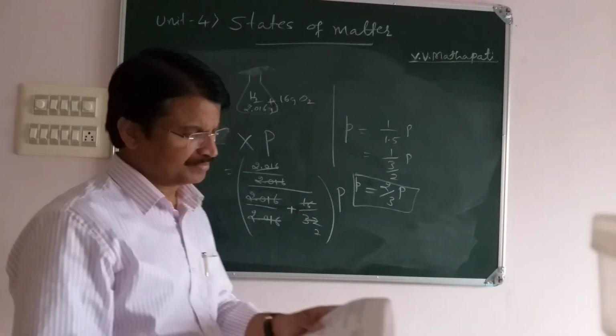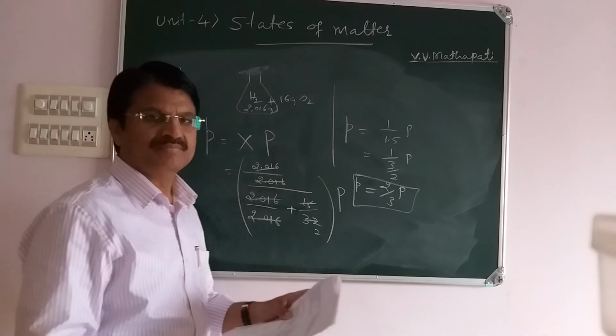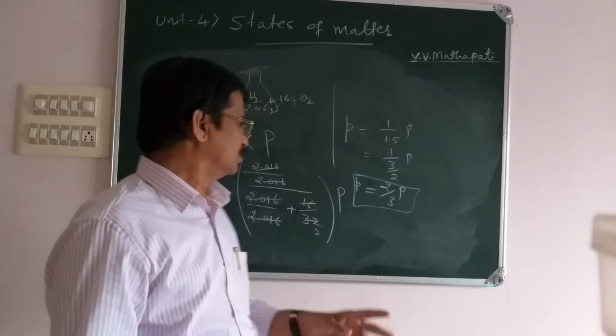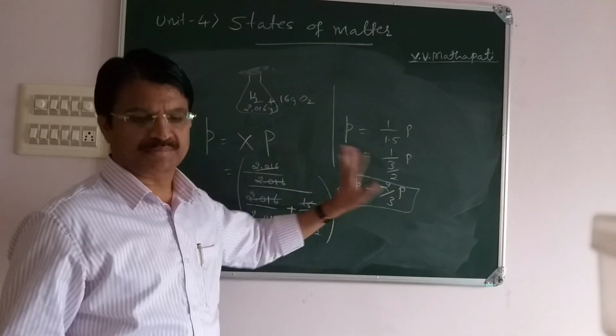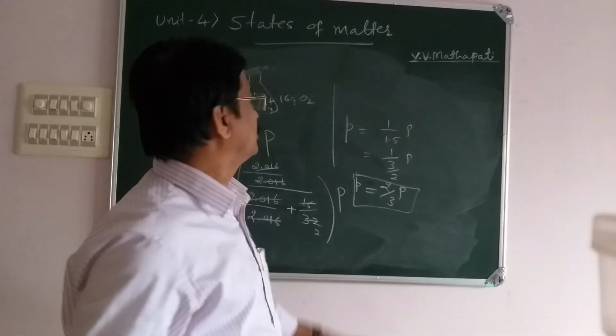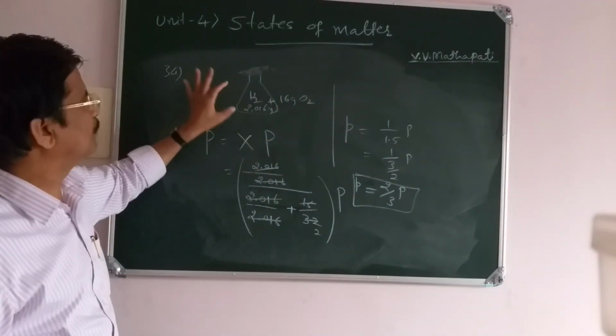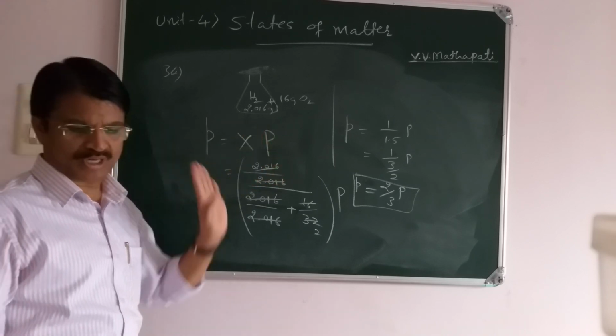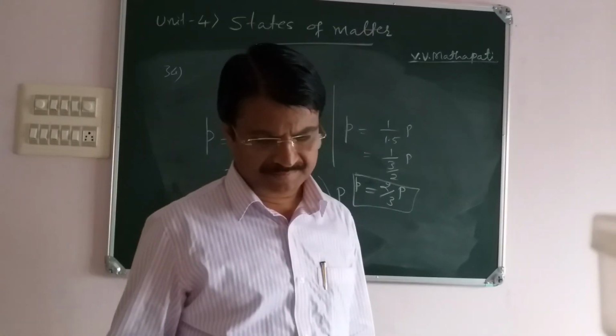So, answer to question number 34: 2 by 3rd of the total pressure. But important here: the mole fraction formula, and convert mass into mole. Calculate mole fraction, and capital P is total pressure.